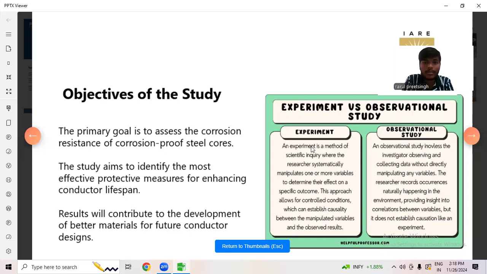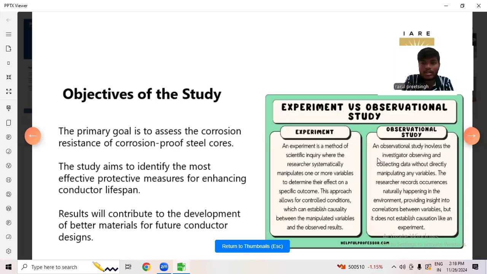What does experiment mean? An experiment is a method of scientific inquiry where the researcher systematically manipulates one or more variables to determine their effect on a specific outcome. This approach allows for controlled conditions which can establish causality between the manipulated variables and the observed results.